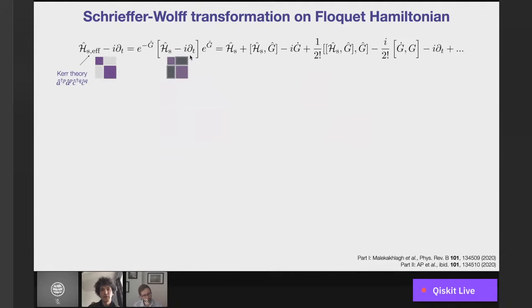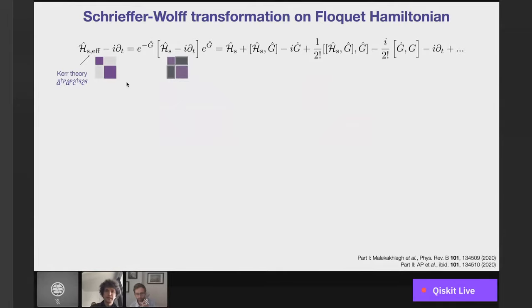So this H minus i d/dt, you have to take into account the effect of the so-called energy operator, which is the derivative with respect to time. And the desire is that once you have done this unitary transformation, you arrive at a simple form, a form that is more diagonal. And what we really mean by more diagonal for this talk is it's a Kerr theory. So there are as many operators A as there are A daggers, and as many C operators as there are C daggers in our theory.